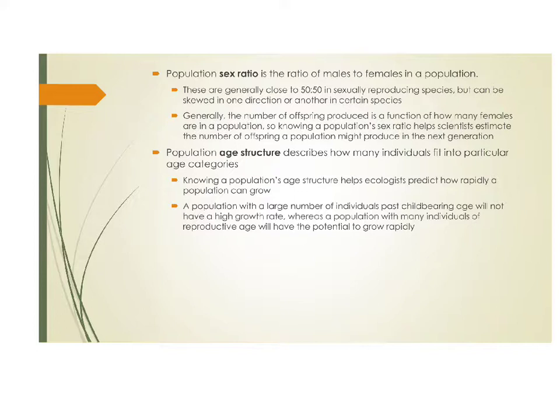Knowing a population's sex ratio helps scientists estimate the number of offspring that a population might produce in the next generation. Population age structure describes how many individuals fit into particular age categories within a population. Knowing a population's age structure can help ecologists predict how rapidly a population can grow or shrink. A population with a large number of individuals past childbearing age, over the age of about 45, will not have a very high growth rate. Whereas a population with many individuals of reproductive age, or many about to enter reproductive age, will have the potential to grow very rapidly. We're going to take a look at some age structure diagrams on the next slide.